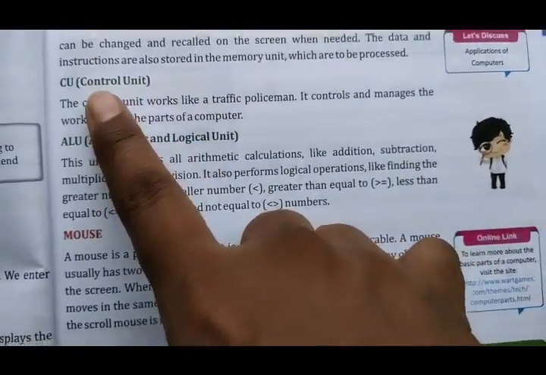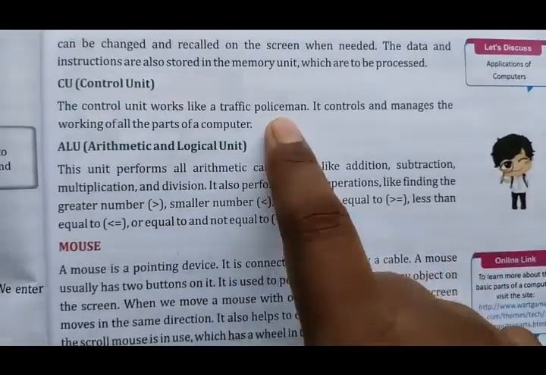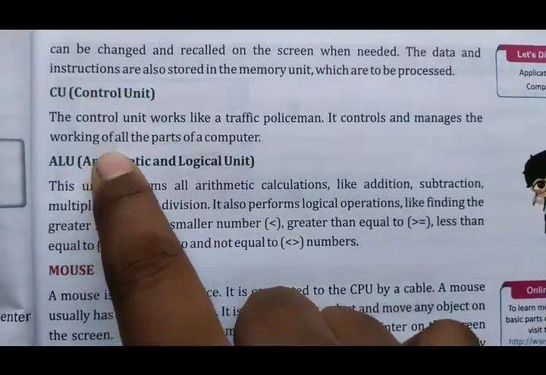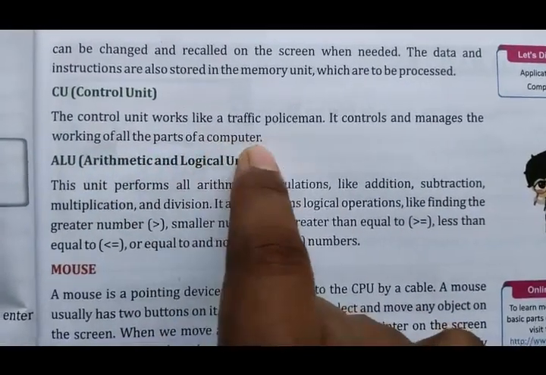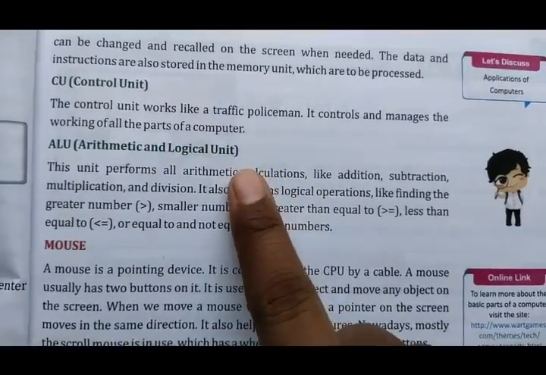Okay, next, control unit. The control unit works like a traffic policeman. It controls and manages all the working of all the parts of a computer. The control unit basically controls all the parts of computers.